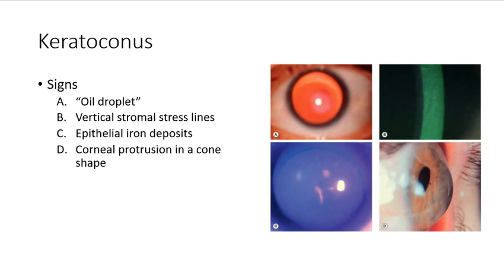The signs that the patient presents with can vary a little bit, but you might notice an oil droplet appearance in the eye, which is shown here in image A. Image B shows vertical stromal stress lines, and you can see those little lines in the corneal stroma running up and down. This is the side view using a slit lamp. Or epithelial iron deposits, which are shown in image C, and then image D shows the corneal protrusion in a cone shape. Now, that is really once the keratoconus is quite developed.